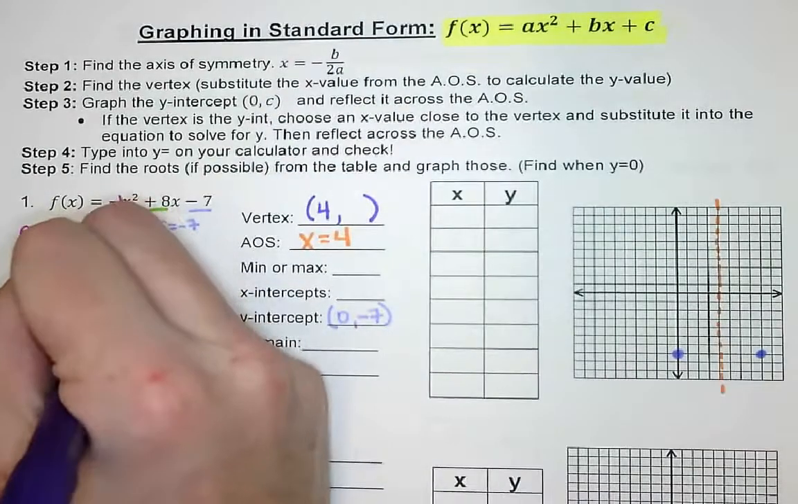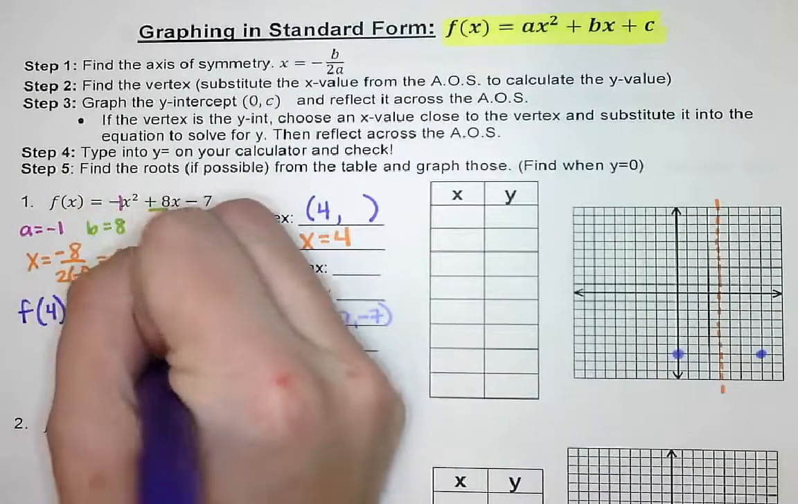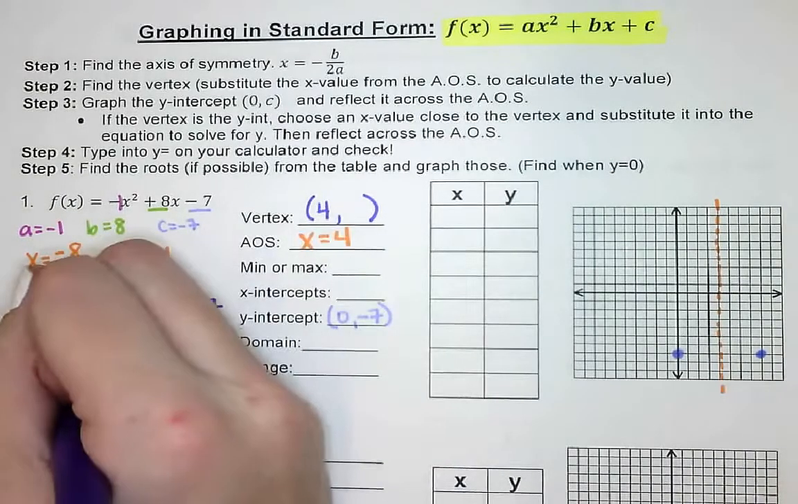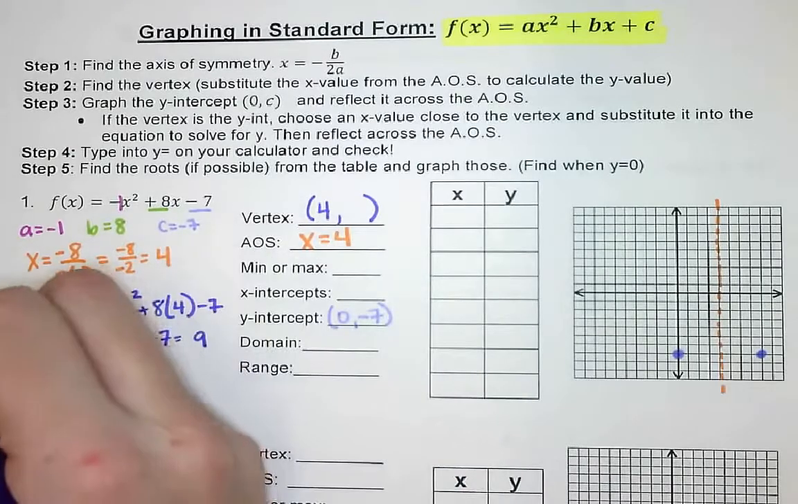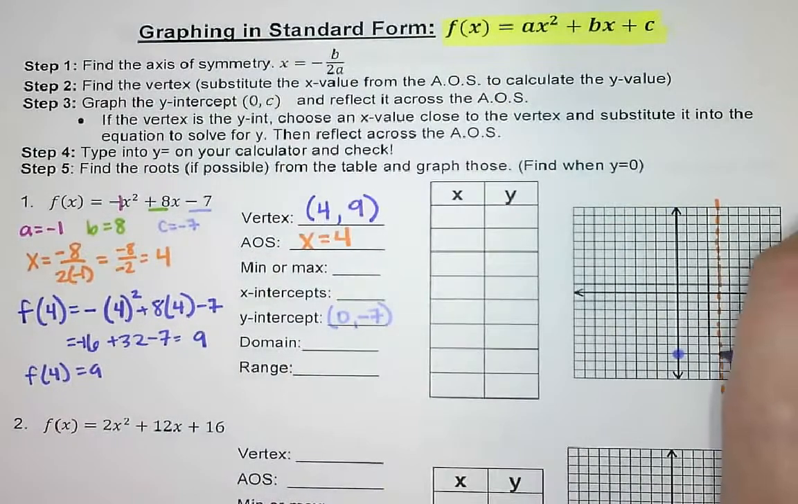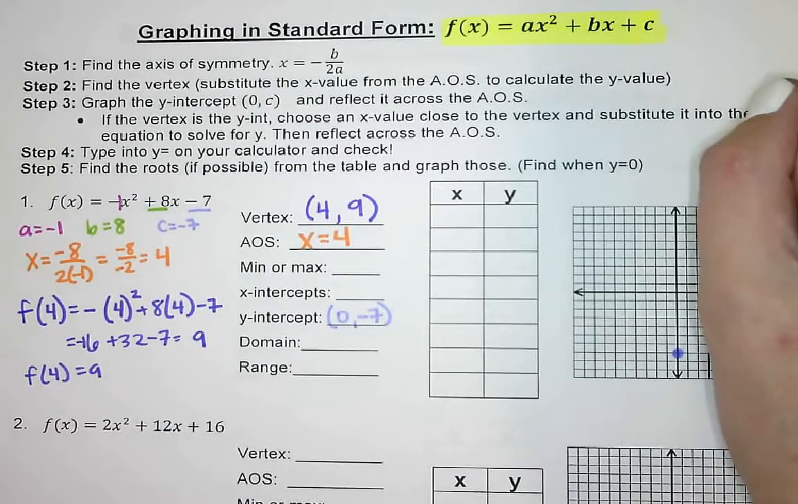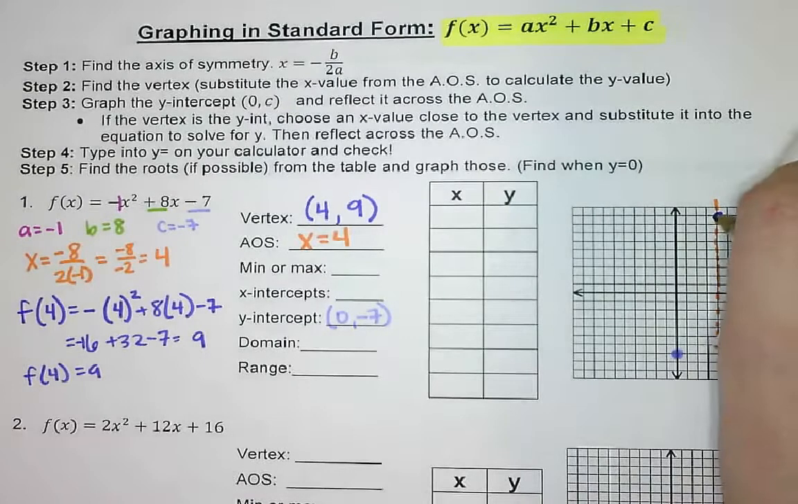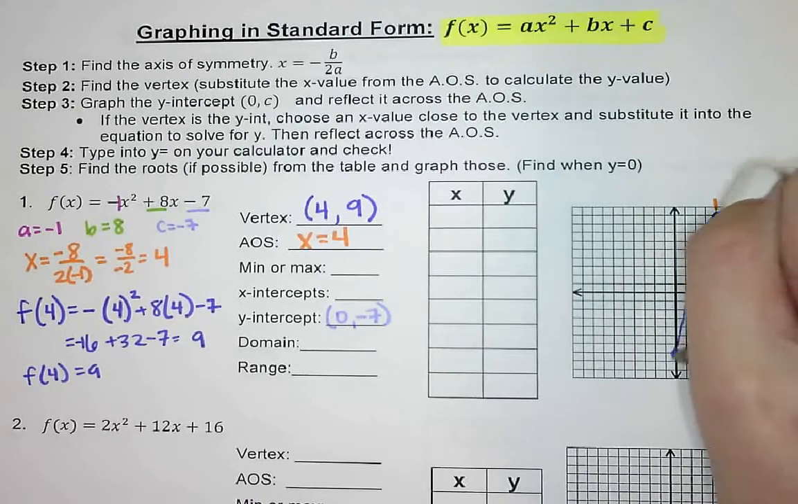-16 plus 32 minus 7. I think that gives us, what is that? Yeah, +9, right? So that gives us a 9. So f of 4 is equal to 9. So guys, my vertex is actually going to be way up here. Do y'all feel okay with that? So guys, if you have those 3 points, technically you can graph your parabola.